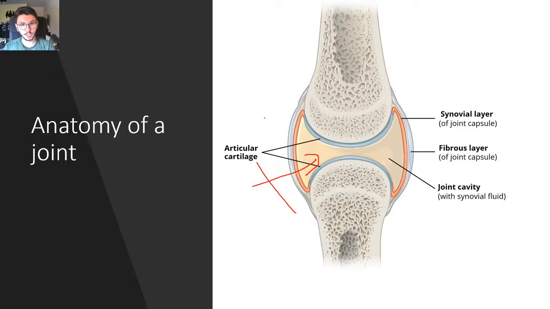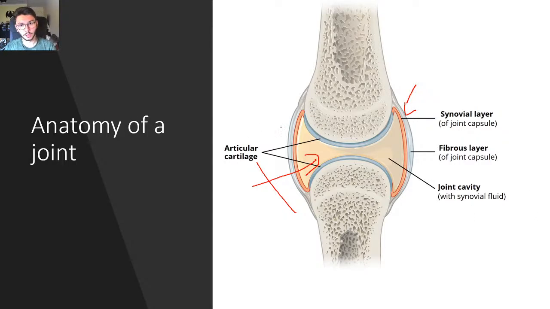The outer region here, the outer fibrous region, provides flexibility, prevents dislocation, and is also arranged into powerful ligaments. And these strong ligaments make sure that it stays in place and that the joint doesn't get dislocated, or that the joint moves in the appropriate direction.